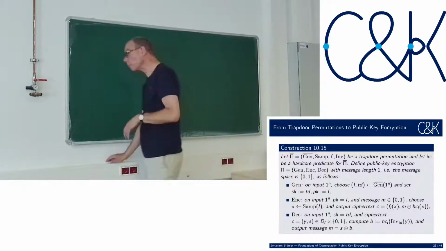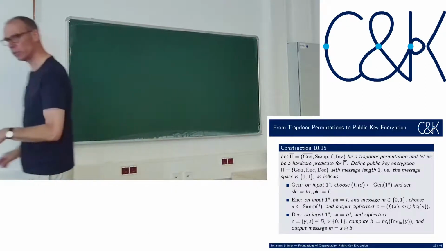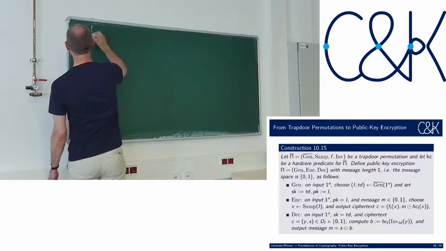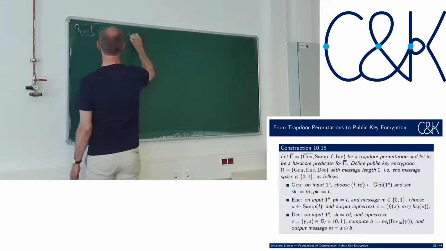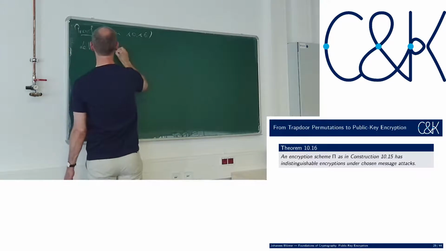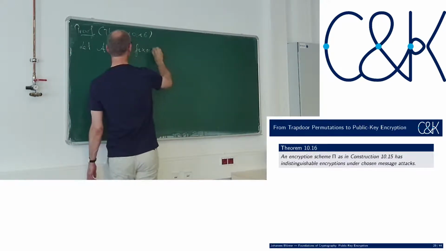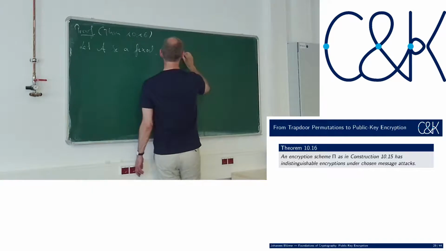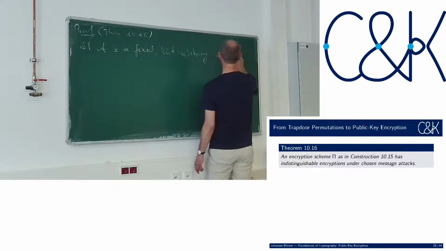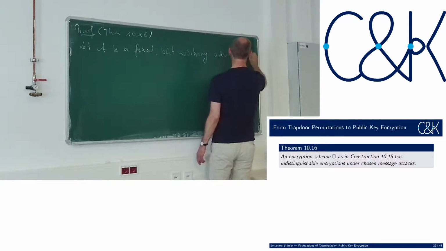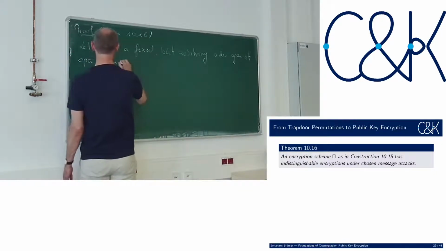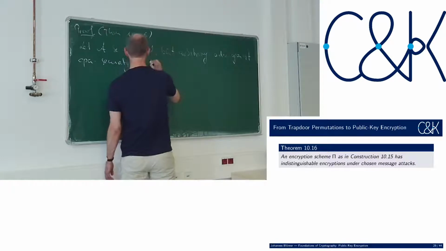So proof of theorem 16. Let A be a fixed but arbitrary adversary against CPA security of pi.